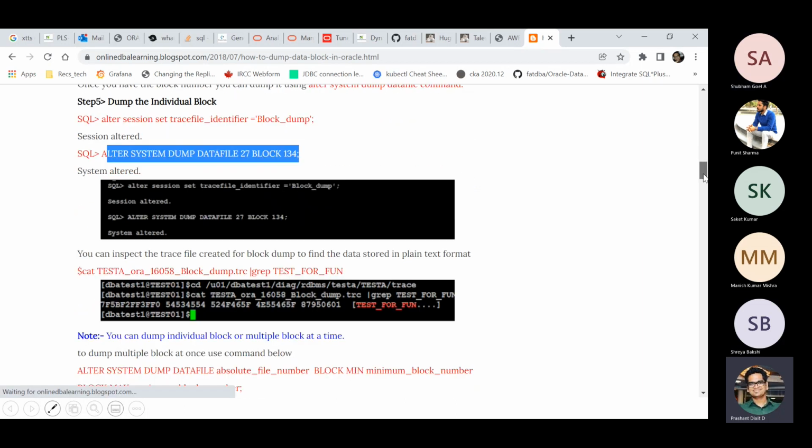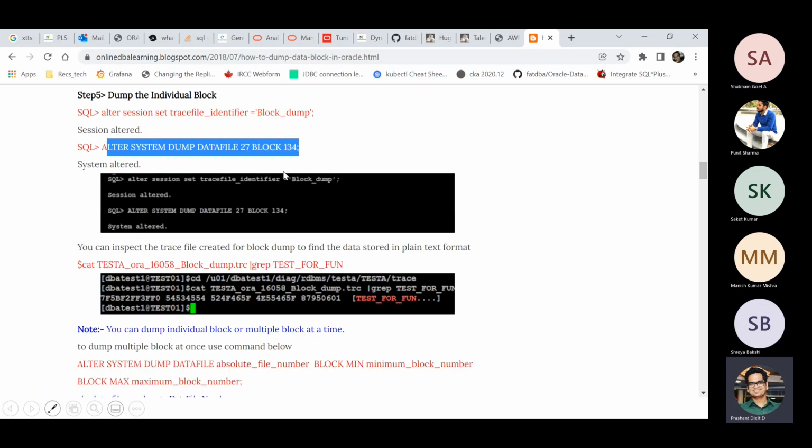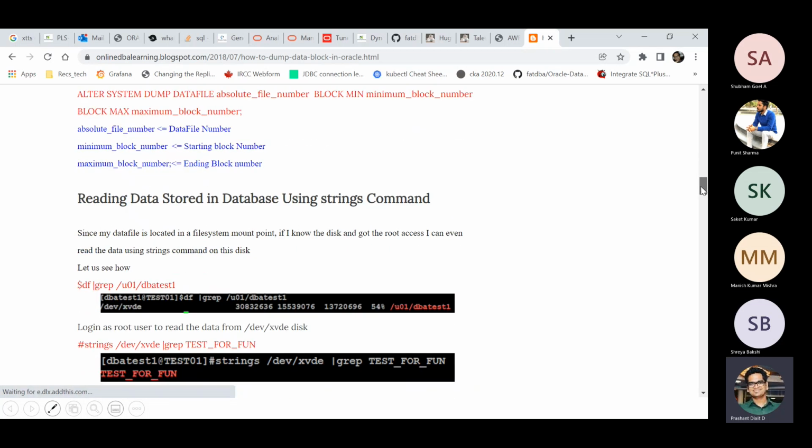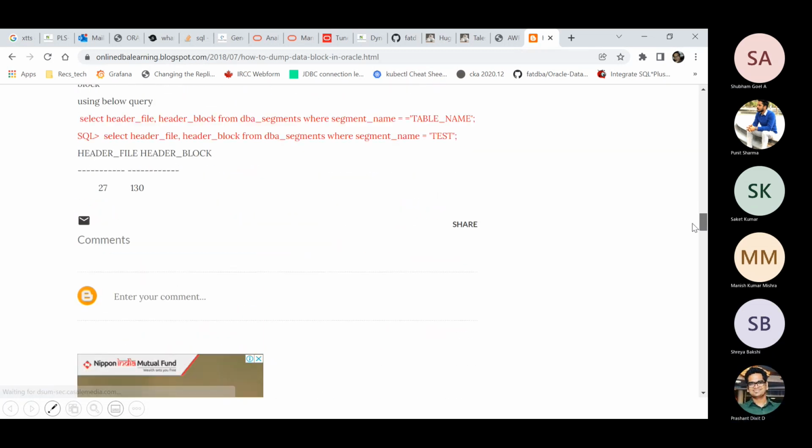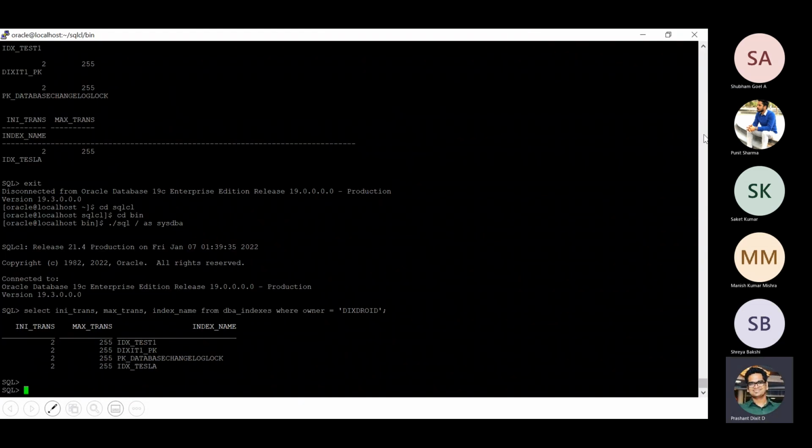And then after that, you can open that dump file, and you'll see all sorts of information available there. There are some really good documents available online, because discussing dumping a block is a little out of scope of this training. I will go through it.